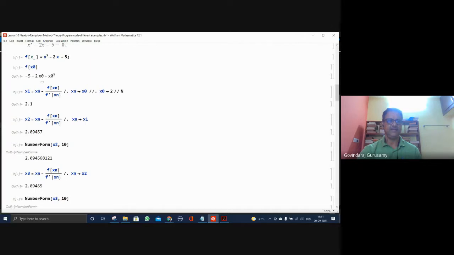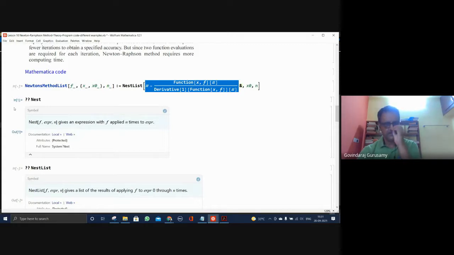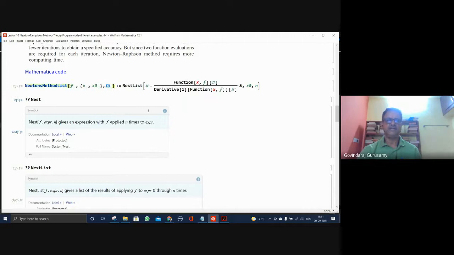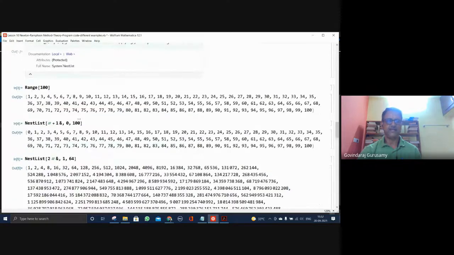The step that you have written here is nested. See, x0, x1, x2, x3, like that it goes. That nesting can be used here, applying this function and repeating it a number of times, starting with this value x0 and fixing the number of iterations that we want. That is being defined here with NestList, which implies how many times you are going to nest the list.